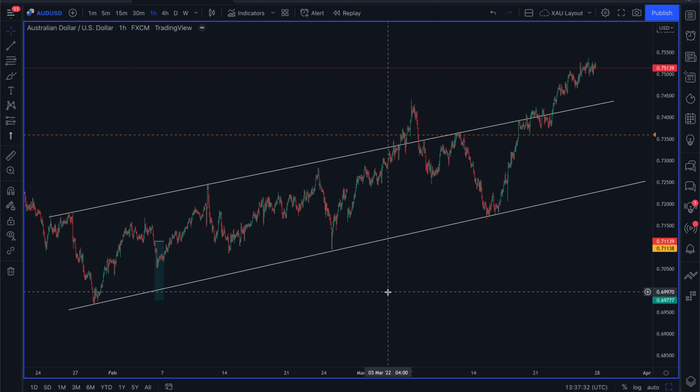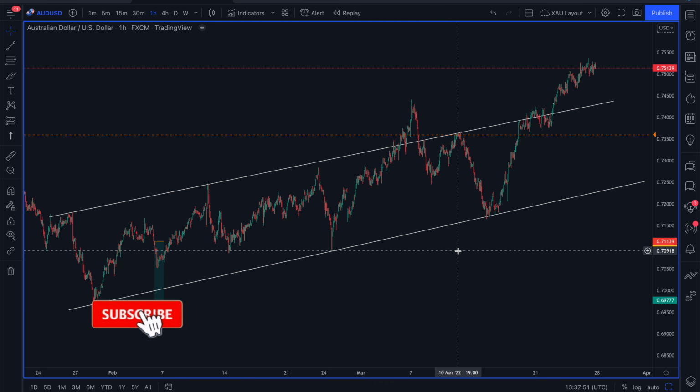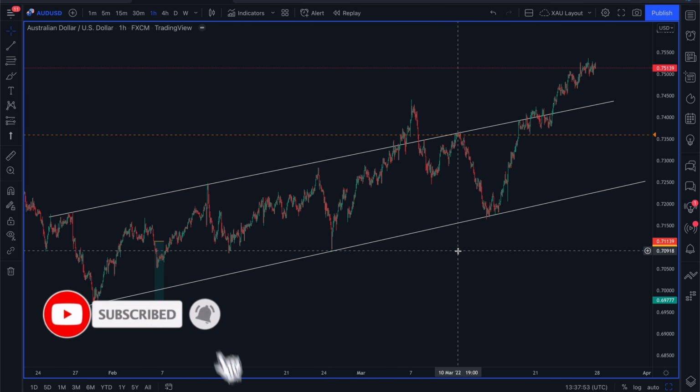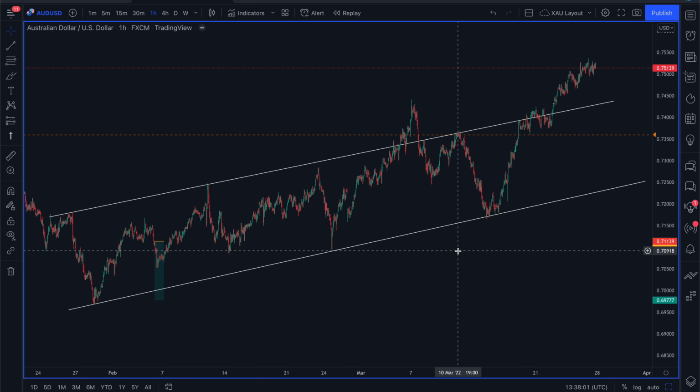So I've shown you how to trade the break and retest of horizontal support and resistance lines. I've also showed you how to trade the break and retest and rejection of support and resistance trend lines, like this. And I've also showed you how to trade both ranges and channels. And on top of that, I've shown you the 3 different market conditions. So your counter trend, your trend, and your ranging markets.